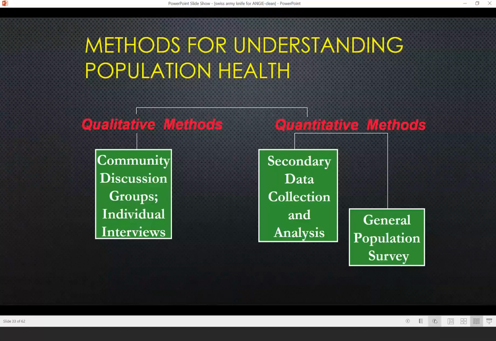You can do community discussion groups with almost no infrastructure background. You don't need to record things. You don't need to videotape. You don't need two-way mirrors. And it gives you very rich information. We'll talk more in just a second.